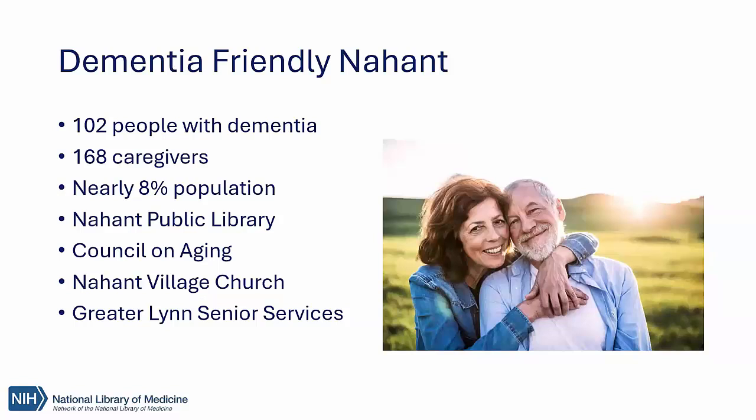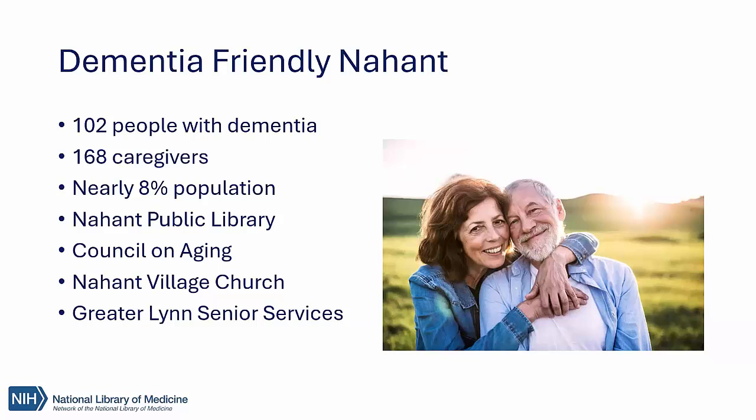A few years ago, Region 7 funded a project called Dementia Friendly Nahant. Nahant is a small town on the Massachusetts coast. And here is the introduction to the proposal. Dementia Friendly Nahant brings the national Dementia Friendly America model to a local level. Nahant has an aging population with an estimated 102 people experiencing some form of dementia and an estimated 168 people, often family members, caring for them.